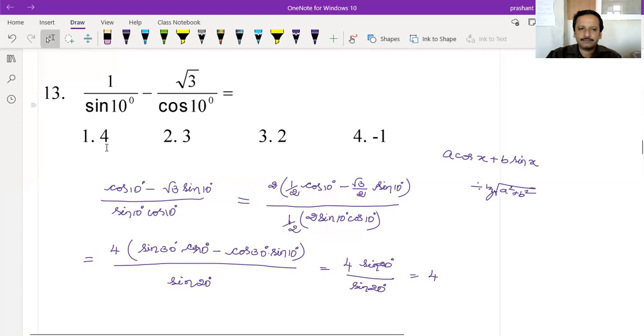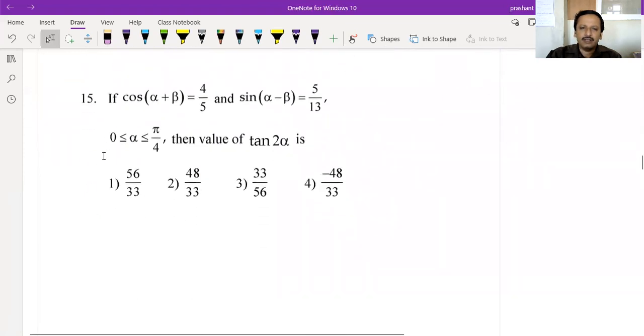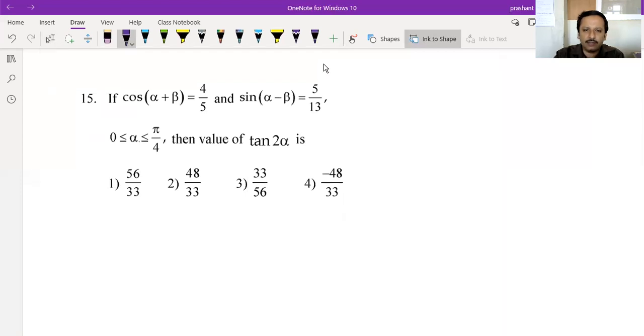Then here, 15th question now. If cos(alpha plus beta) is equal to 4 by 5 and sin(alpha minus beta) is equal to 5 by 13, and alpha is in between 0 and pi by 4. Actually here beta is also in between 0 and pi by 4. Okay, that is missing just right now. Alpha and beta both are in between 0 and pi by 4. Then the value of tan 2 alpha.